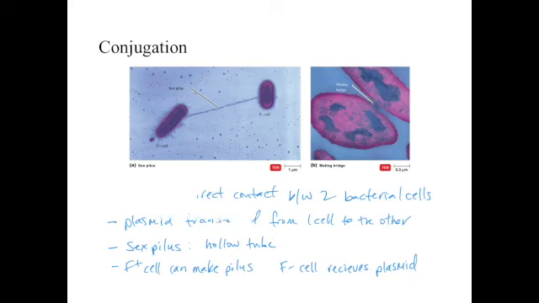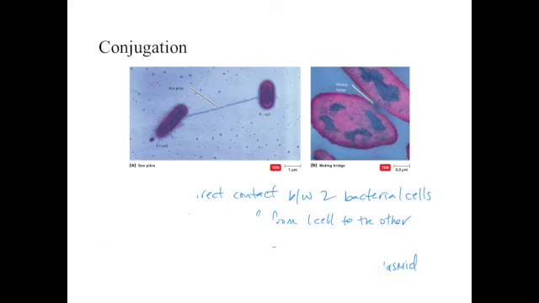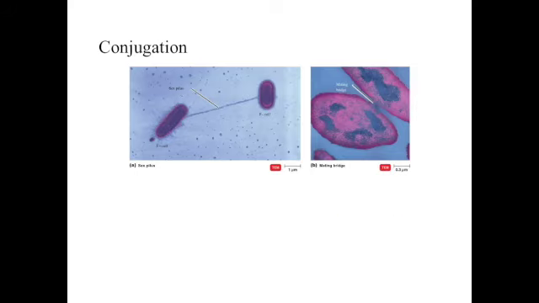Before we get into any specifics about how this works, let's erase a little bit and make sure we understand some definitions. First, we need to understand what it means for a cell to be F plus or F minus. Now, I already said an F plus cell can make the sex pilus, and F actually stands for fertility. So an F plus cell has what we call the fertility factor or the fertility plasmid, and that plasmid contains the genes to make a pilus.